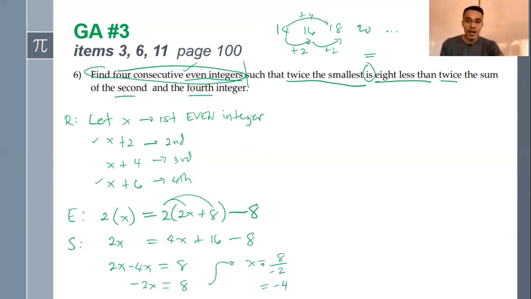Sir, the value you obtained is a negative number. It's okay. It's still an even integer. Pag sinabing even integer, it can be positive or negative. It can even be 0.